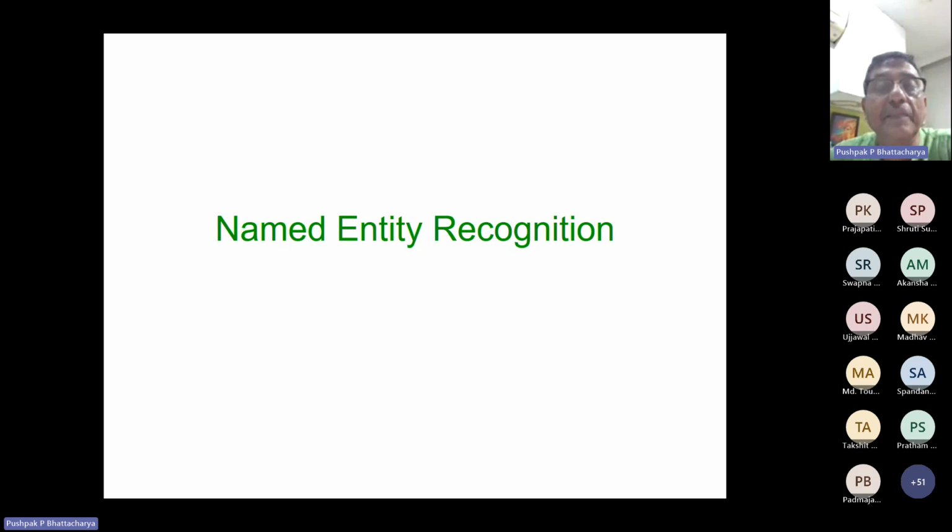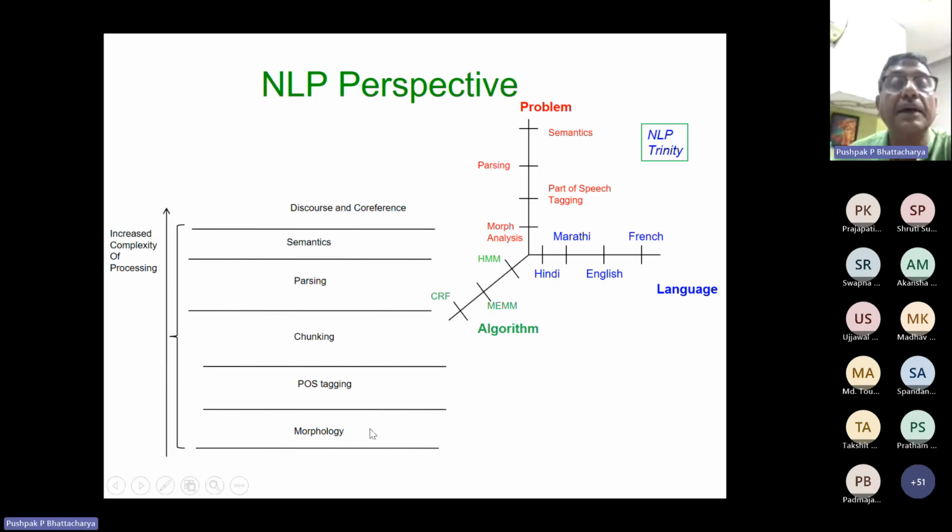We are discussing a very important topic of NLP, namely named entity recognition. And we mentioned that named entity recognition is a little difficult to place in the NLP stack. Some school of thought says it should be done after part of speech tagging has been completed, which means nouns have been identified, and now out of the nouns, find out the named entities.